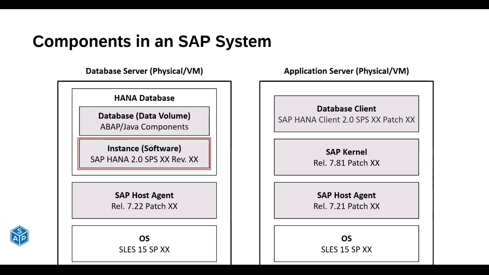How to upgrade your instance? You upgrade the software. So what software are we using? Something like HANA 2.0 SPS, support package stack, then the version, and this is the SPS version, and this is the revision version. Then comes your database. Inside your data volumes, you have your ABAP and Java components, which are upgraded either through SPAM or SAINT transaction codes, or through some tool.